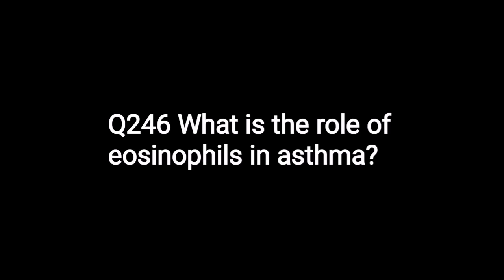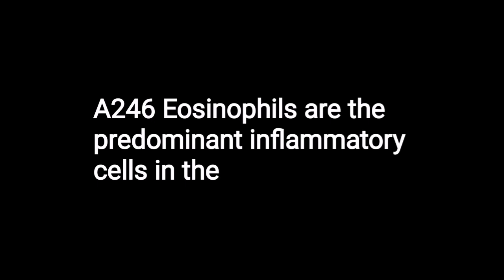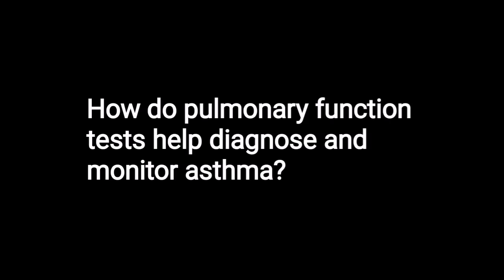Q246. What is the role of eosinophils in asthma? A246. Eosinophils are the predominant inflammatory cells in the airways of many asthma patients and play a central role in the disease process. Q247. How do pulmonary function tests help diagnose and monitor asthma?